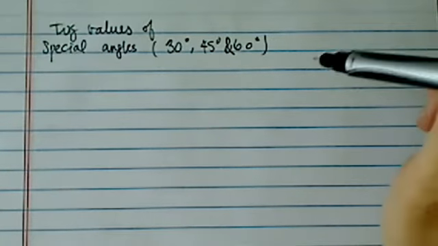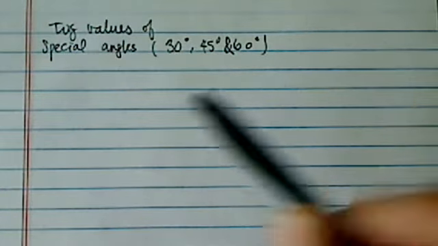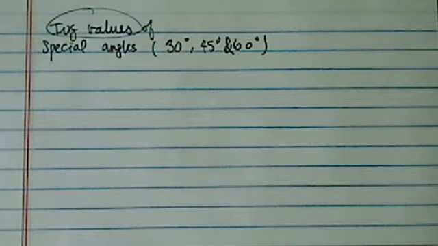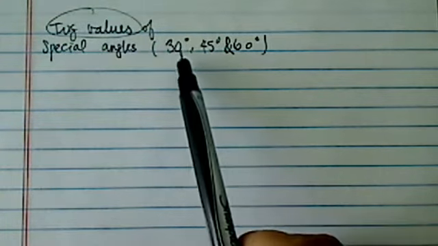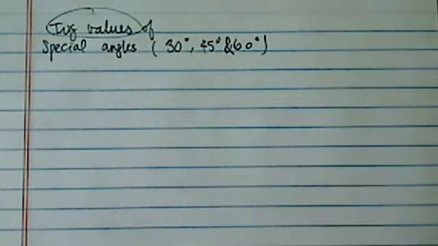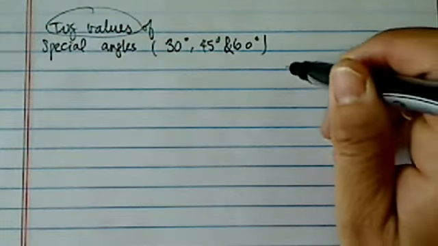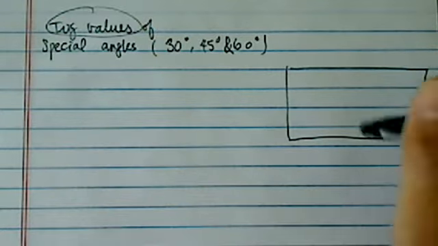Wherever you are out there, hope this video is going to help you and give you some clues and shortcuts on how to find the trig values of special angles. The special angles are, of course, 30, 45, and 60. So there's a couple things you need to know. Let's draw them out in the blocks.